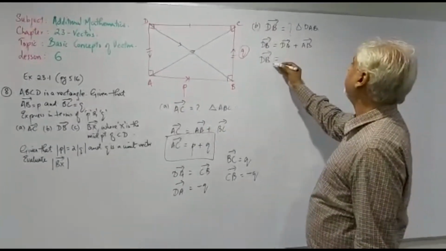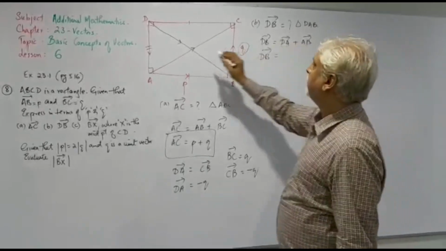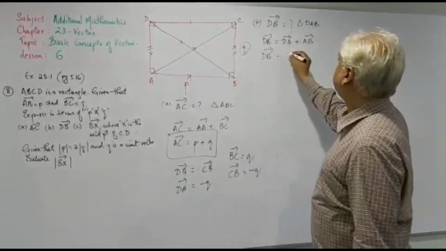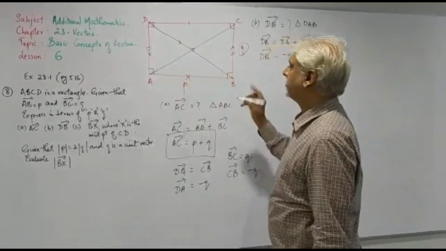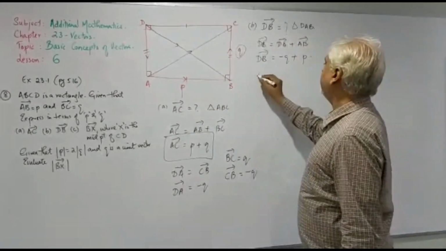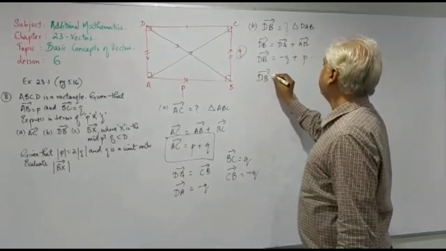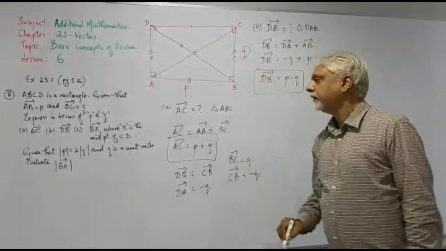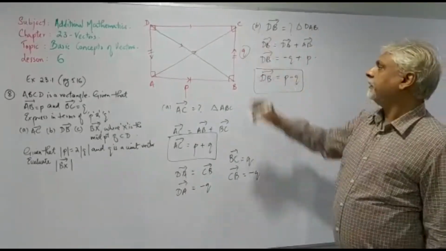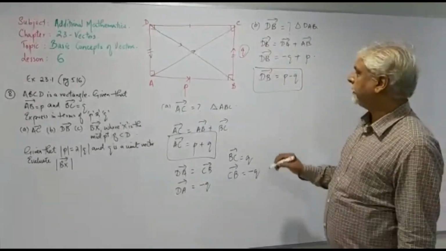So DB is equal to DA, which is minus Q, plus AB. AB is along this direction, so it's P. So we can say that vector DB is equal to P minus Q. There you are. So we've just solved question number 8, part B.